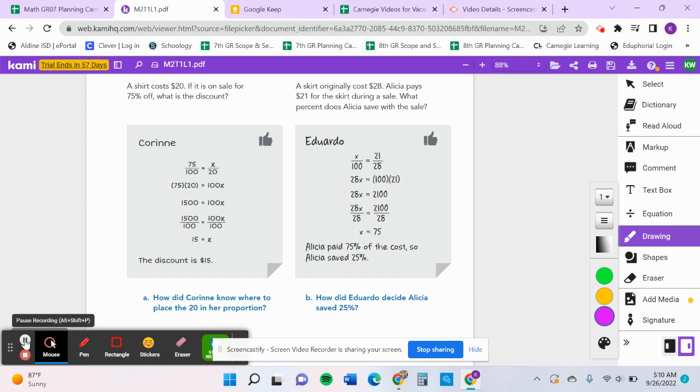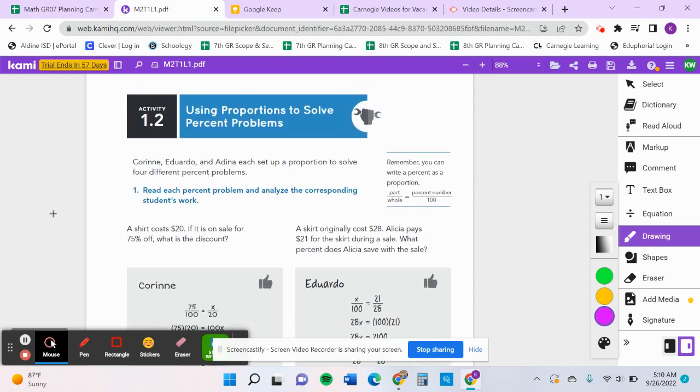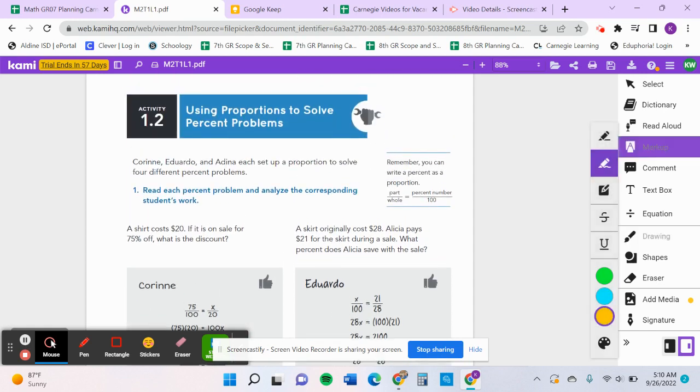Now, before we analyze their work, we need to know exactly what we're looking at. What I want you to do is highlight or circle this note right here, where it says, remember, you can write a percent as a proportion. And that setup looks like this. Part over whole is equal to percent number over 100 because all percentages are out of 100.